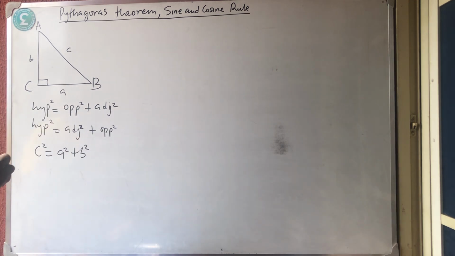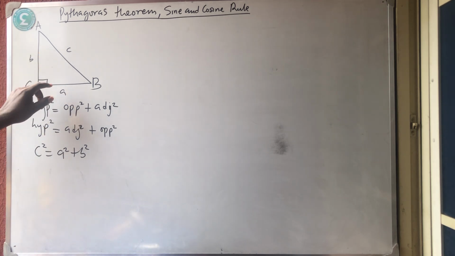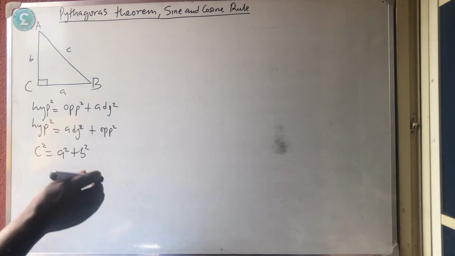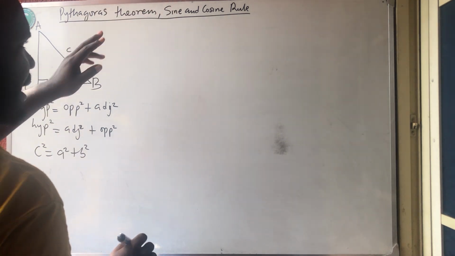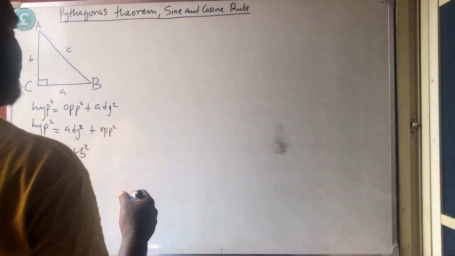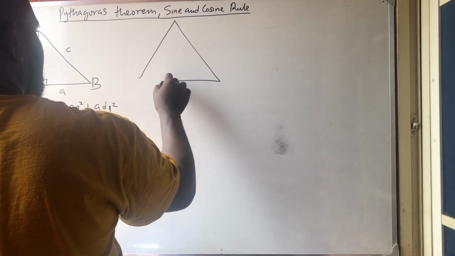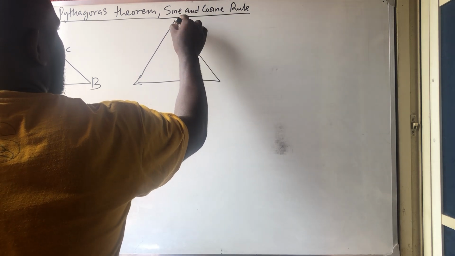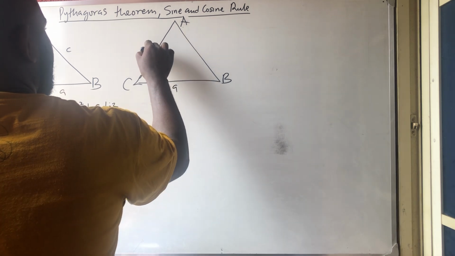So now SOHCAHTOA and Pythagoras Theorem. Okay, we use SOHCAHTOA and Pythagoras Theorem only when it's a right angle triangle. If the triangle is not right angle, please don't use SOHCAHTOA or Pythagoras Theorem. That is what brought about the sine rule and the cosine rule. Okay, so if I have a triangle like this, that is not a right angle triangle. Okay, this is A, B and C. Small a, small b and small c.